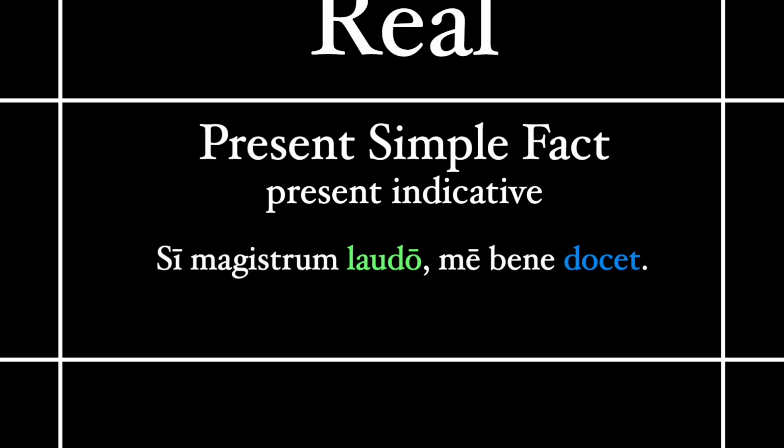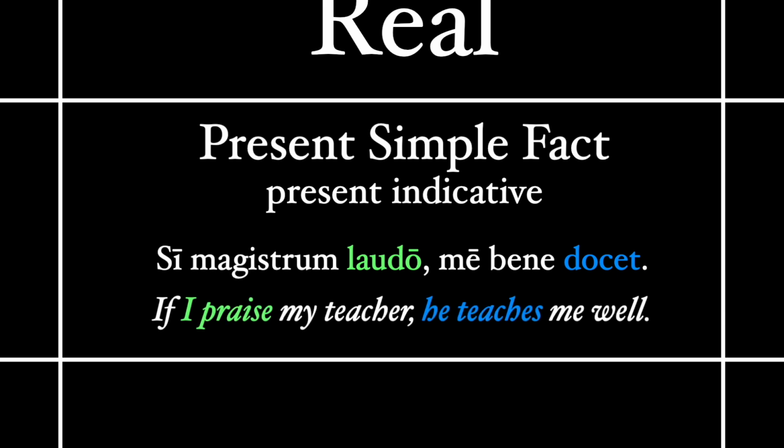Si magistrum laudo me bene docet. If I praise my teacher, he teaches me well. This sentence has both verbs in the present indicative, and it shows a general circumstance in present time. We translate this, by the way, using regular present verbs in English.